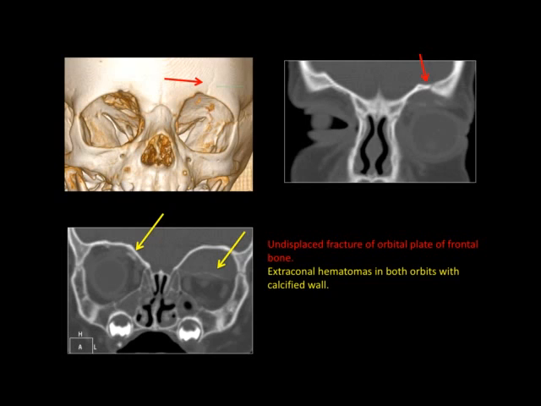And then we kept asking, and then she said yes. Then she said her mother once hit her, and there was a fight at school. So you know, it's like that. So see on CT, you have the fracture. So these are extraconal hematomas.